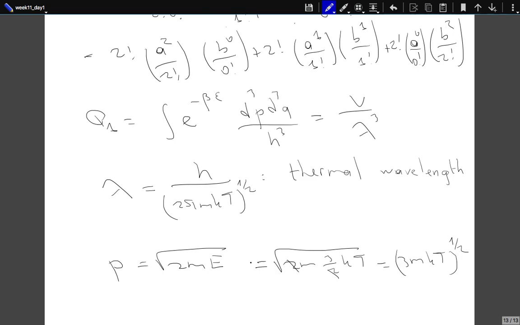Typically, these are typical values. Well, for a given momentum, there is a corresponding de Broglie wavelength, h over p.